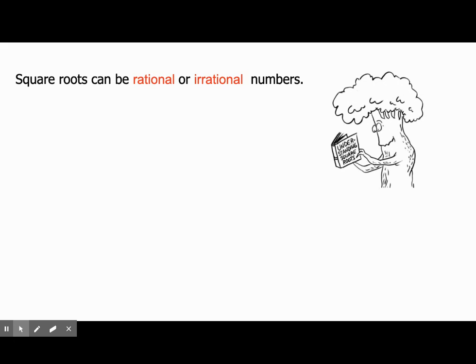So the big idea is that square roots can be both rational or irrational. Yesterday we learned rational means fractional or ratio, so they can be rational numbers or irrational numbers.